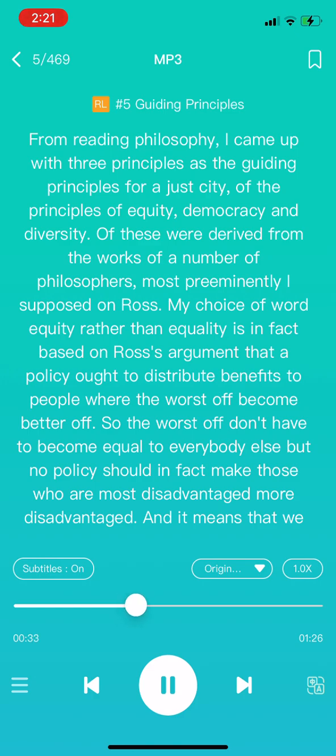to distribute benefits to people where the worst off become better off. So the worst off don't have to become equal to everybody else, but no policy should in fact make those who are most disadvantaged more disadvantaged. And it means that we have to talk about the policy at the time it's being enacted. To say, well, we have to make our city more competitive because sometime in the by and by, the benefits will trickle down to those people who are worst off, doesn't justify making them worst off at the time.